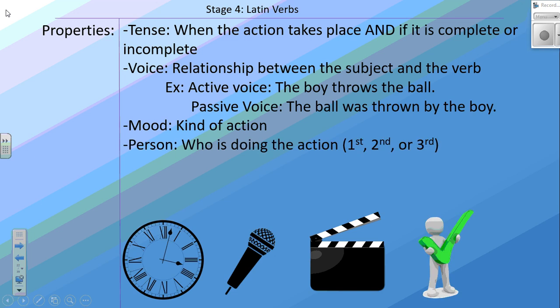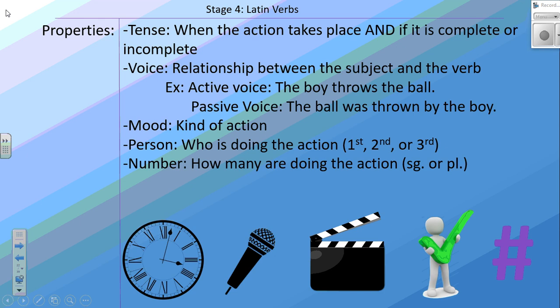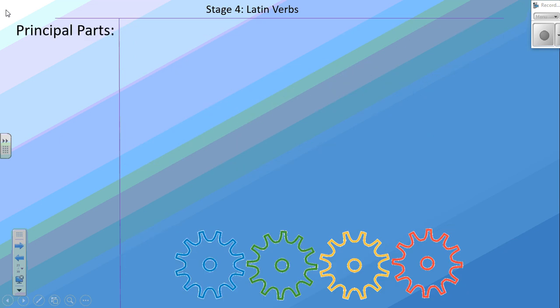Person tells you who is doing the action, and the number tells you how many are doing the action. Our choices for person in Latin are first, second, or third, just like in English, and our choices for number are singular and plural. We'll talk about person a little bit more when we get more in depth, and I'll explain what the first, second, and third mean. So let's continue talking about some of the things that make up our Latin verbs first, then we'll go more in depth into those details.